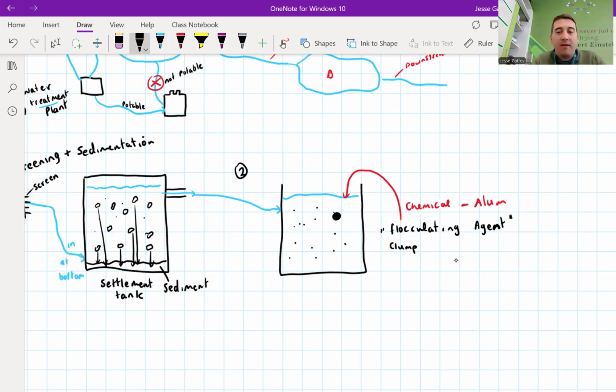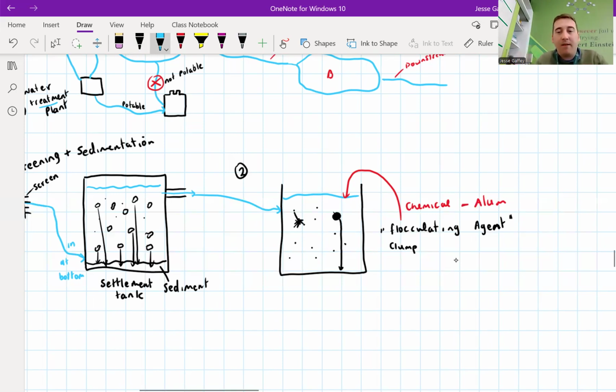And now what's happened is that if we leave that to settle, that particle is heavy enough to settle, kind of like how it did in the first tank, right? So essentially what we're doing here is causing all the particles to clump together. Clump or flocculate is a better word here. Clump together, and then they form a big enough particle so that they'll settle.